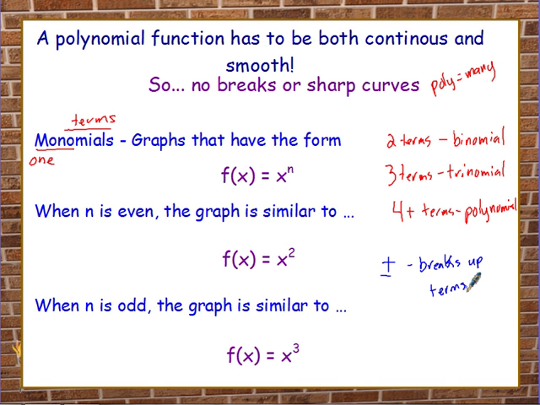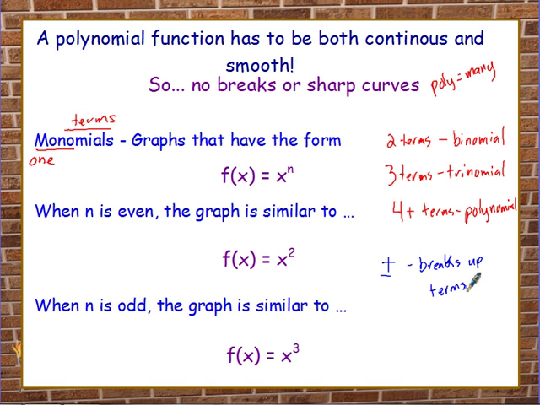There's 2 types of polynomials. Very simple. There's even functions, and then there's odd functions. And what do you think I mean? What do you think I'm referring to when I say even and odd? Well, look at my examples on here. What am I referring to, though? What is that called? The exponent.